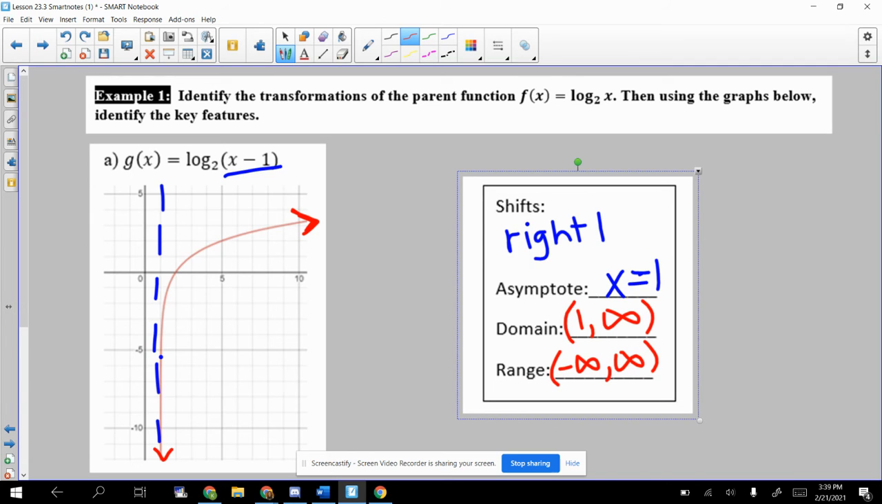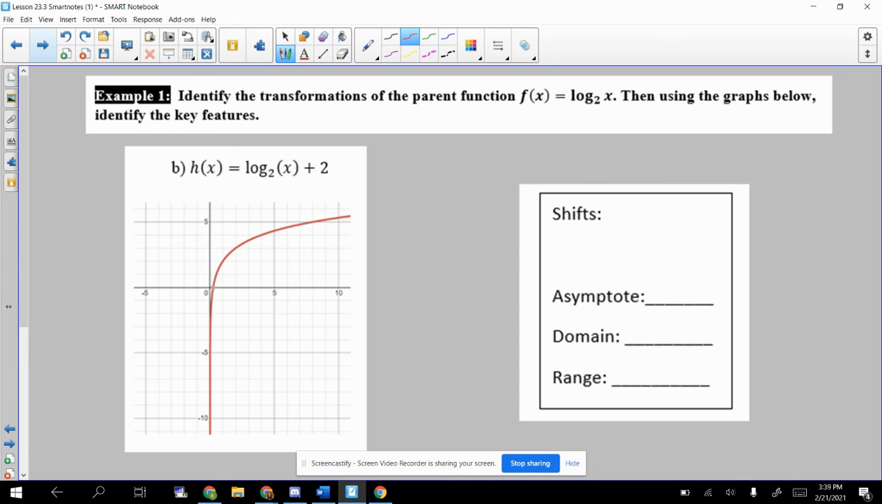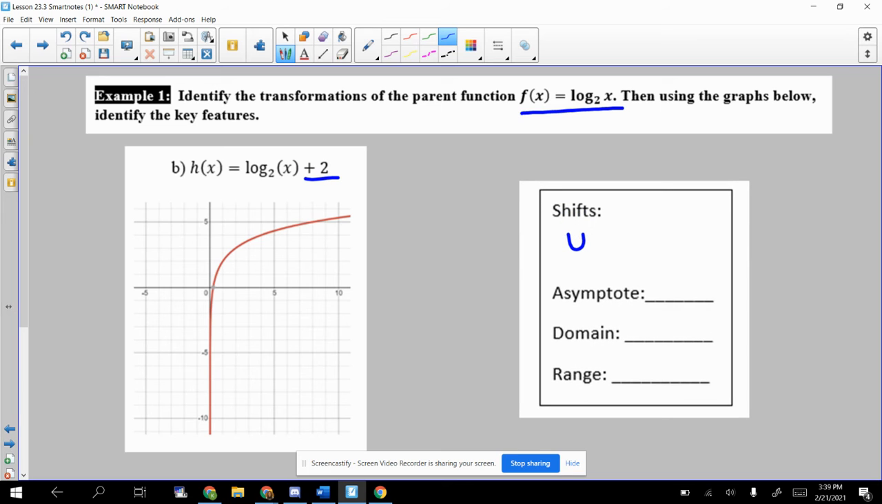Okay, so we talked about the transformations. We know where the asymptote is, and we know the domain and range. Okay, let's go ahead and try another one. So again, looking at this one, we have log base 2 of x. And the base 2, if you read up here, identify the transformations of the parent function. So the log base 2 is your parent function. So you're identifying what transformations there are from that, and it looks like it's just the plus 2. So that means it's going to move up 2.